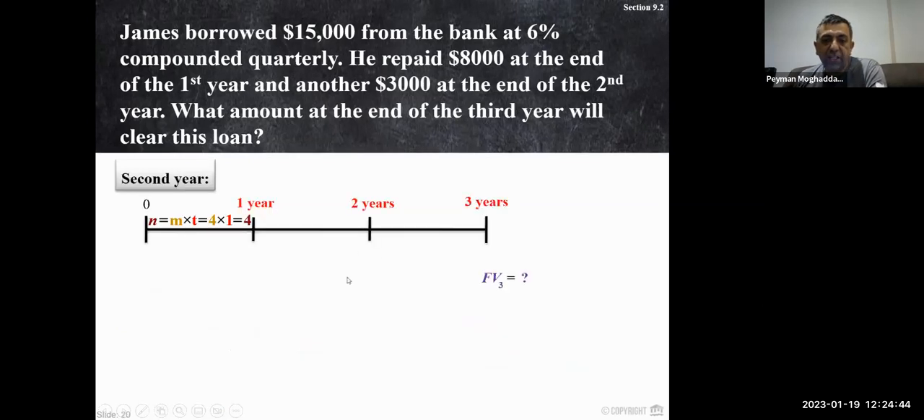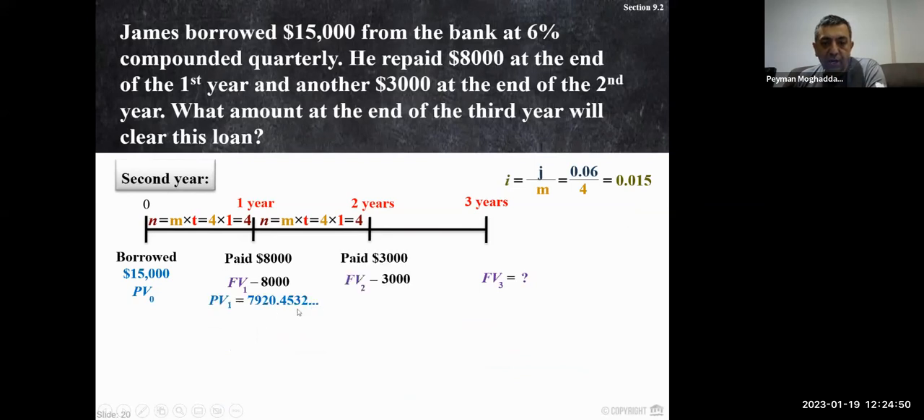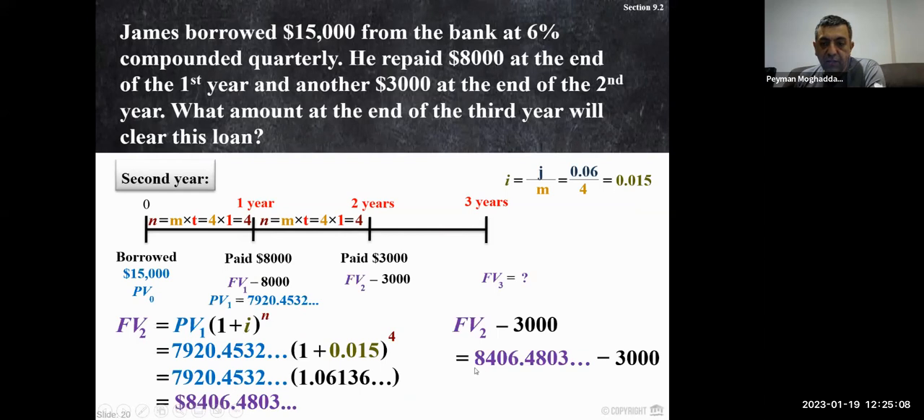And now for the second year, you have to do the same calculation. You have this number. So we find the future value 2 by PV1 times 1 plus I to the power n. We have I, which is this, and we have n, which is going to be 4 because it's the compounding frequency, 4 multiplied by 1 year. And we calculate this. It's going to be 8,400, and you deduct $3,000 from it because it said another 2,000 at the end of the second year. So you deduct $3,000. It's going to be 5,406, and this is going to be the present value from the second year to the third year, right?